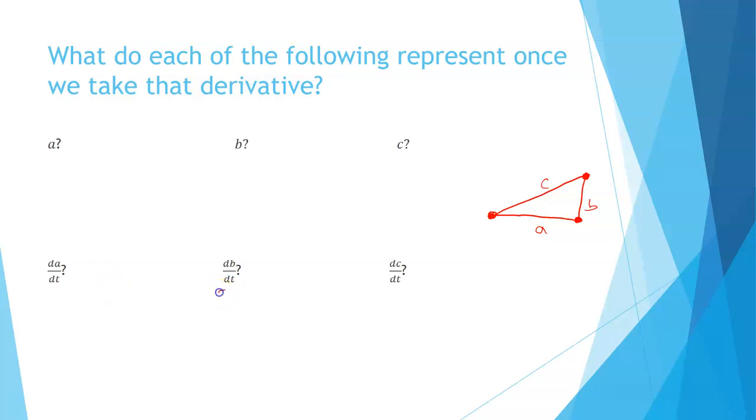If we were to talk about dB/dt, dB is a very small change in B, and dt is a very small change in time. So that is a distance divided by time, which should sound like a velocity. dB/dt then is the rate at which B is changing. In other words, how fast is the hot air balloon rising?